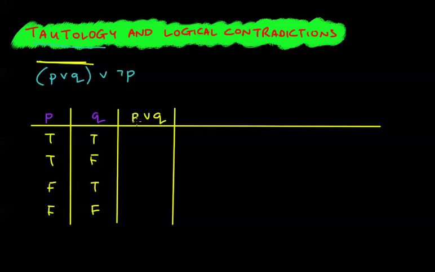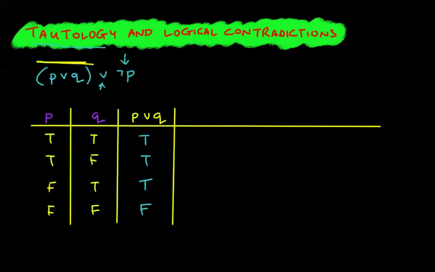Okay, so the word or means it could be P or Q or both. So this one's clearly true. This one's true. False and true, well, they're one or the other one, so that's true. Now here is where it's false. The last one's false because they're both false. Remember, it's P or Q or both. Now I can't do this one yet until I've worked this one out.